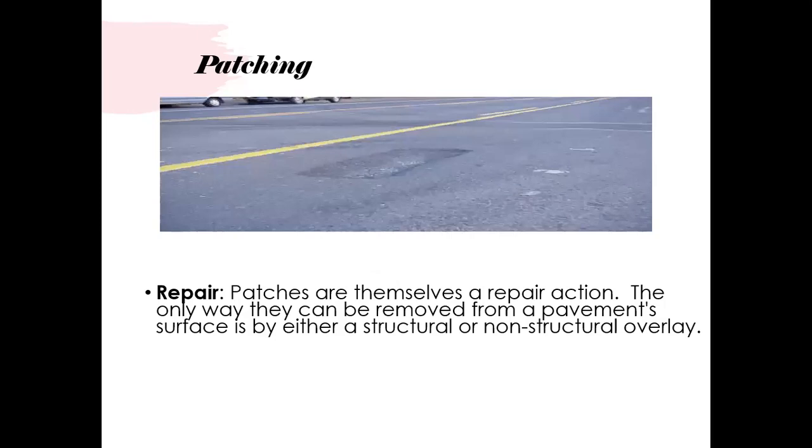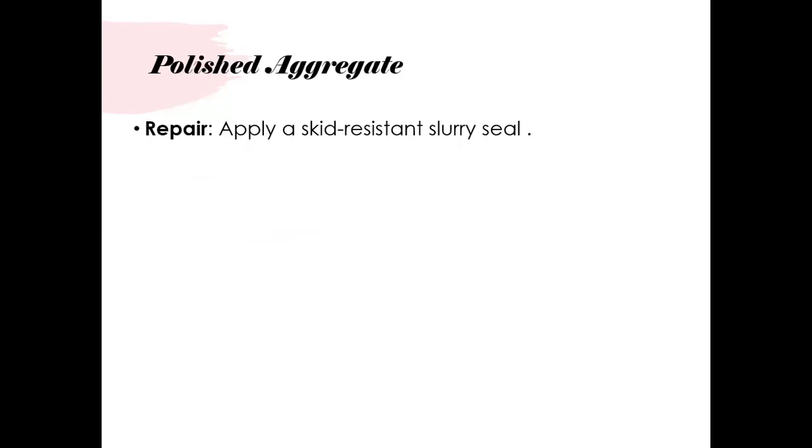Now, what I mean by patching: patching is a distress, and actually patches themselves are the repair action. And in order to hide that patching, you have to have an overlay, right? Maybe a structural overlay or a non-structural overlay. To get rid of polished aggregate, you have to apply a skid resistant slurry seal.